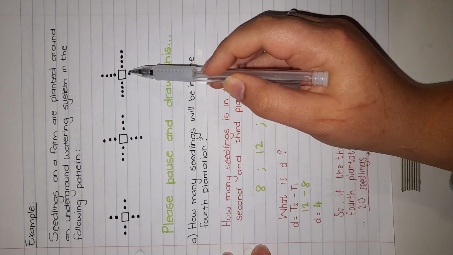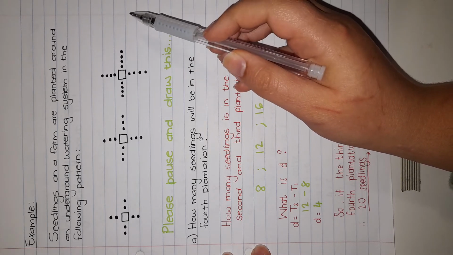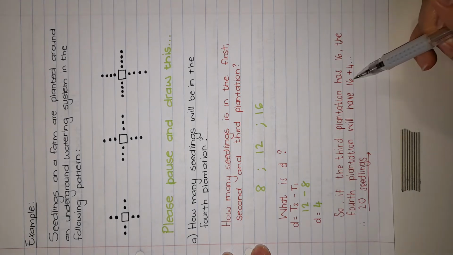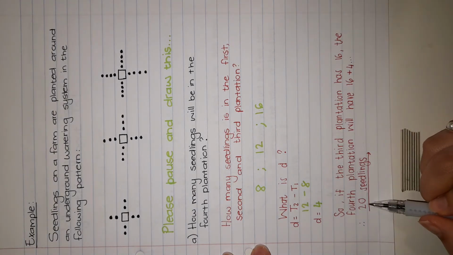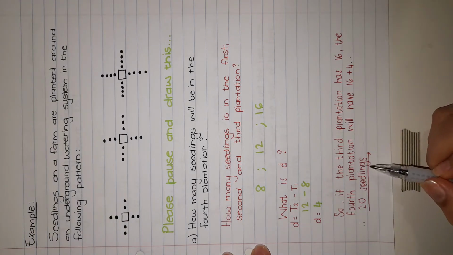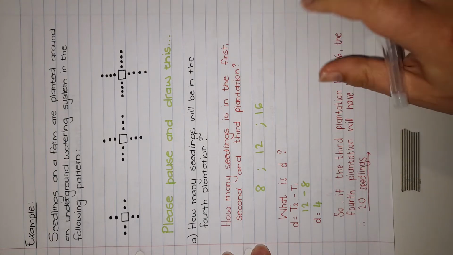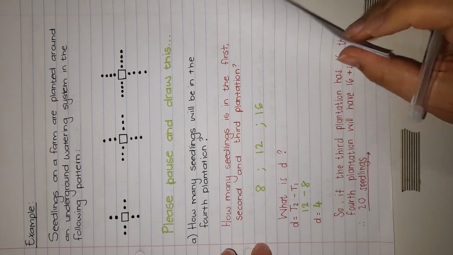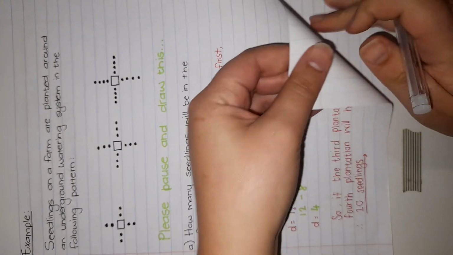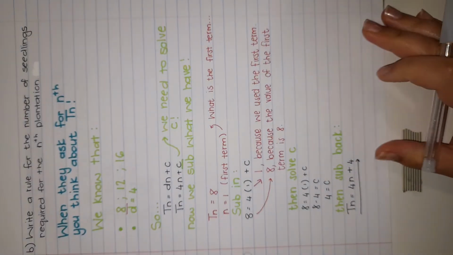From this plantation to this plantation, there's 4 more seedlings. So from this plantation to my fourth plantation, it means there must be 4 more. So 16 plus 4 would be 20 seedlings. So now I know in my fourth plantation, there'll be 20 seedlings. Good. So that is that for the first part of it.